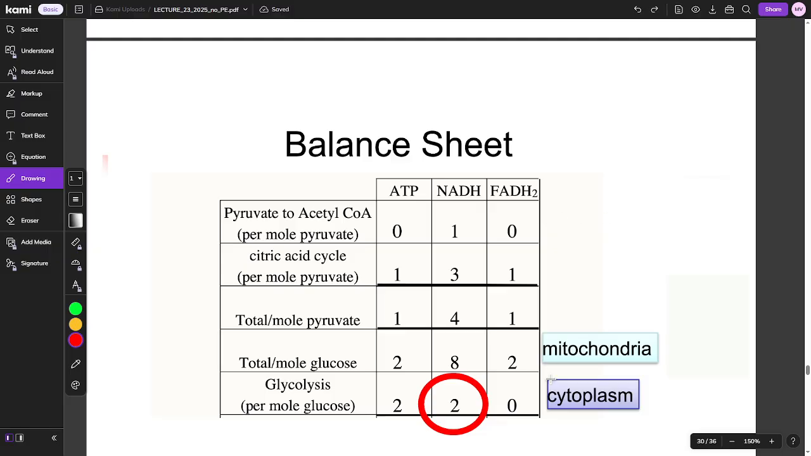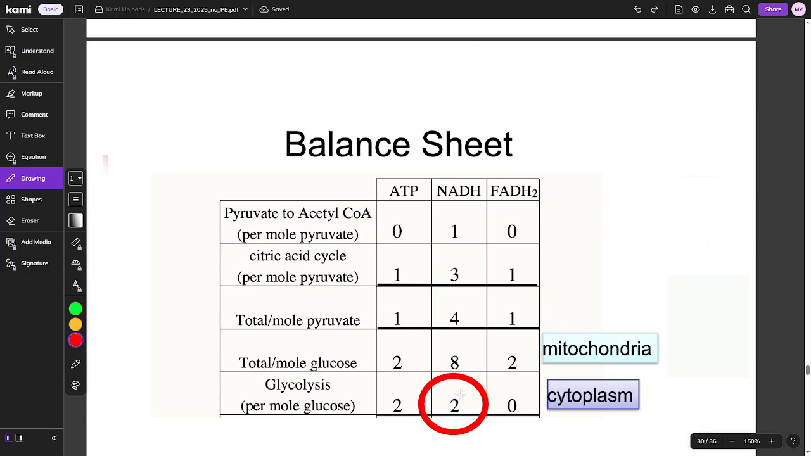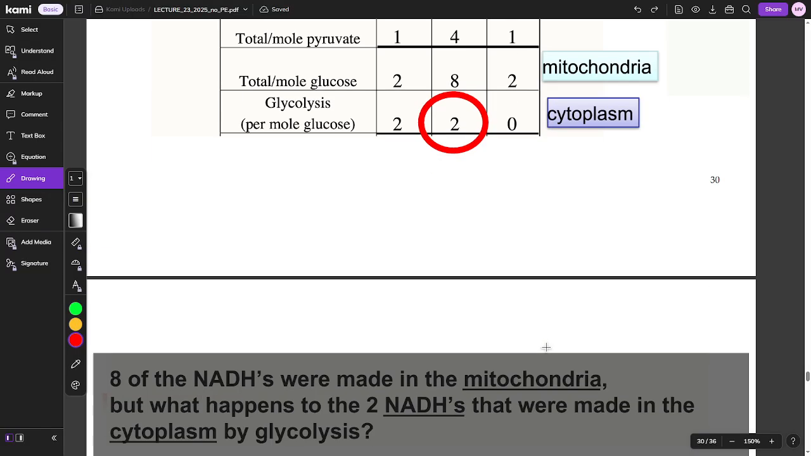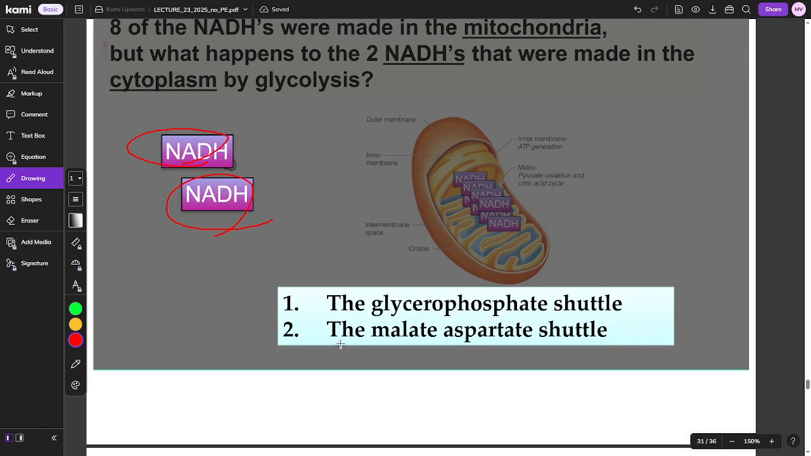If it's measuring cytoplasm, that NADH is going to be in the cytoplasm. But the NADH from the citric acid cycle is in the mitochondrion, right? So that's a bit weird. So the question is, if the NADHs are made outside, how do they get back in? And that's where the malate-aspartate shuttle comes into play. The glycerol phosphate shuttle is true as well, but we mainly use the malate-aspartate shuttle.